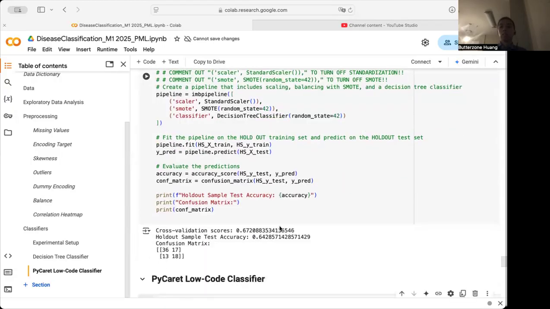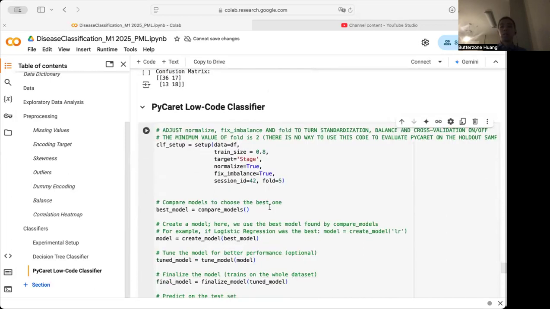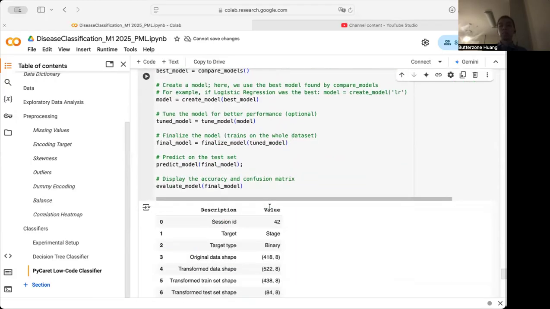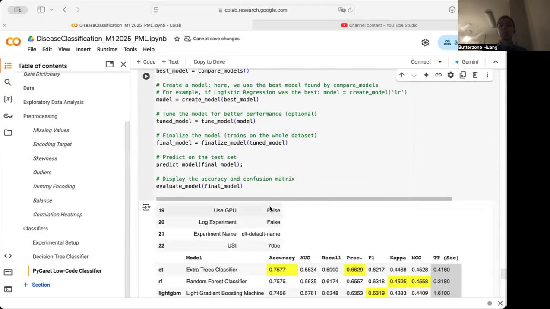He also evaluates the predictions by constructing a confusion matrix. The accuracy is about 64.3% on the testing set. By using PyCaret, they also try a couple of methods that are tested and evaluated using the metrics, such as accuracy, area under curve, recall, precision, F1 score.